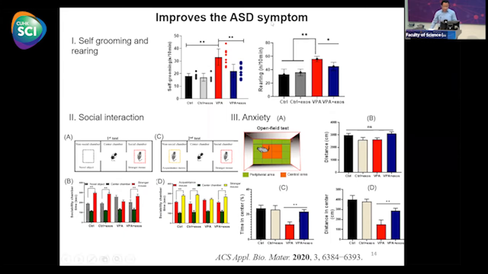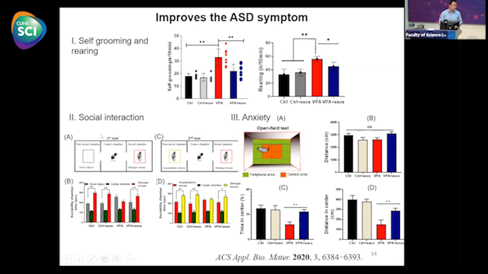The first experiment is called self-grooming and rearing. A mouse will do self-grooming, but an autism mouse will spend a lot of time doing self-grooming because they are antisocial. You can see the autism mouse spends a lot of time doing this, but when we treat them with the exosomes, the time they spend is much less. The other one is rearing. Mice with autism are anxious, and will spend a lot of time standing up and looking around. The VPA autism mouse untreated is very nervous, but if treated with exosomes, the time spent on rearing is significantly reduced.